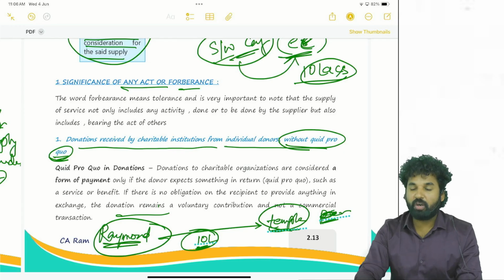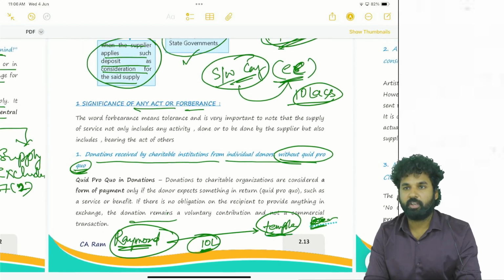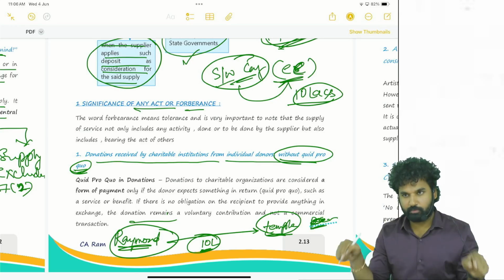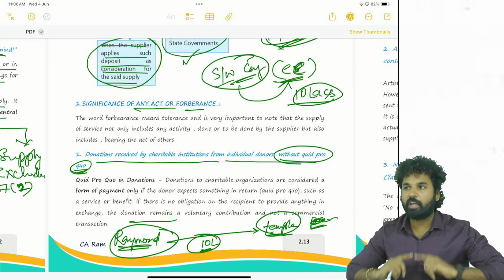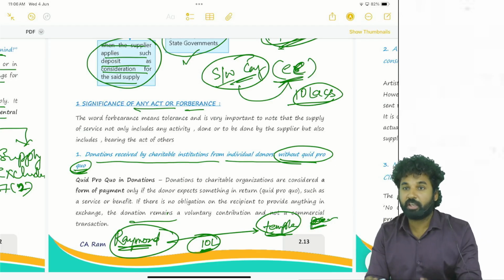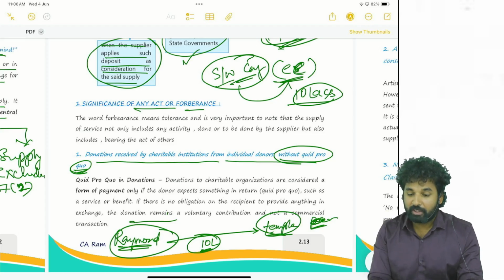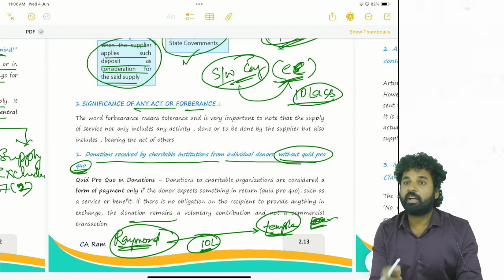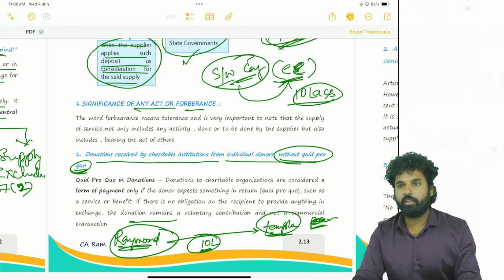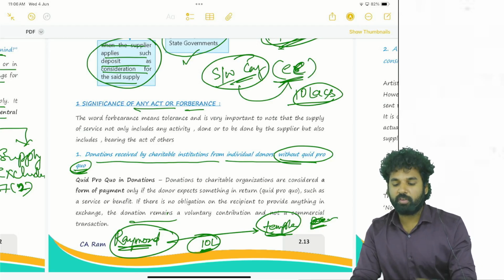Okay, so it is not the consideration. It is just a token of appreciation. So whenever the Rayman showroom asks the temple authorities, if you are putting my hoarding in a prominent place, then only I will pay this much donation. If they are putting some condition, then it will come under the definition of consideration. You're getting it? Whenever there is no quid pro quo, it is not a consideration.